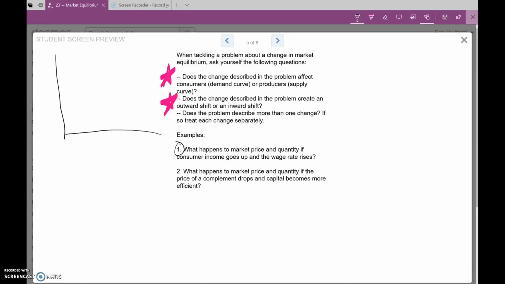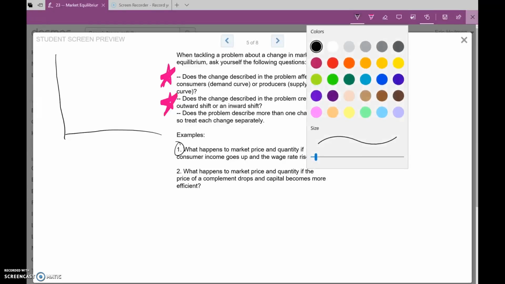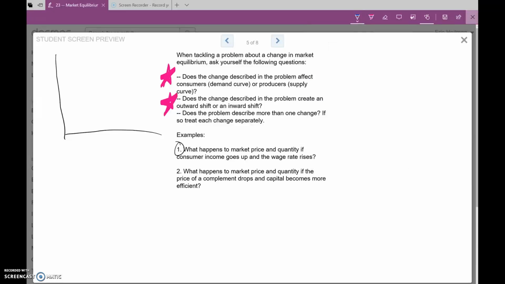I'm going to draw my initial equilibrium like this. So here's the initial demand curve. Here's the initial supply curve. Our initial equilibrium, therefore, is at the point of intersection, right here, the green point. Okay, so there are two changes described here.